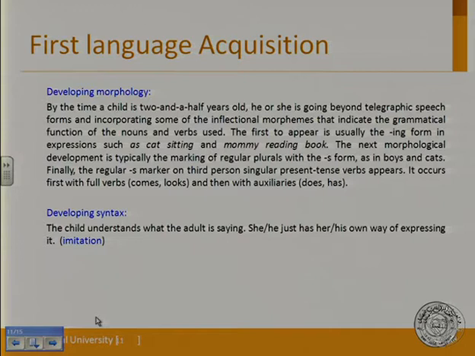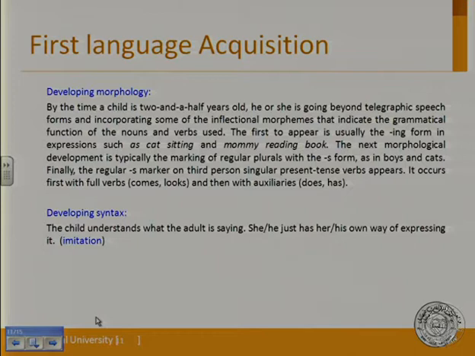morphology development. By the time a child is 2 and a half years old, he or she is going beyond telegraphic speech forms and incorporating some of the inflectional morphemes that indicate the grammatical function of the nouns and verbs used.